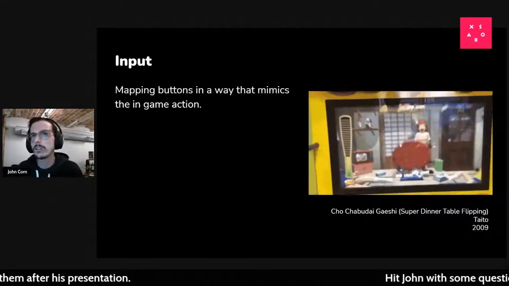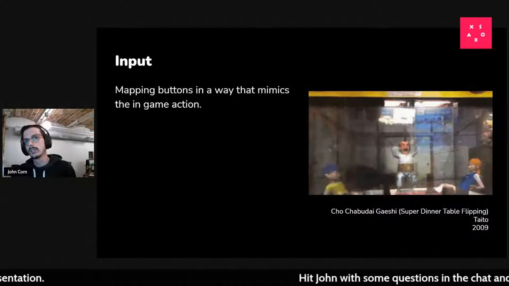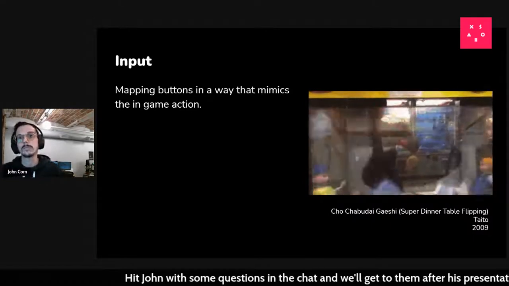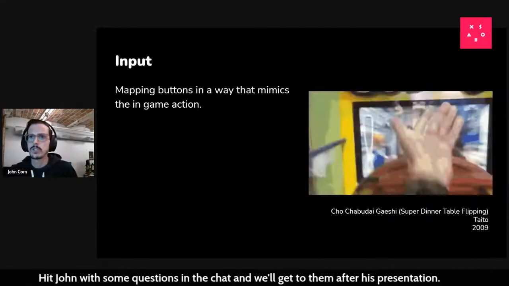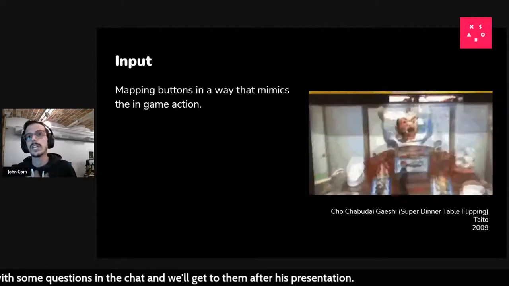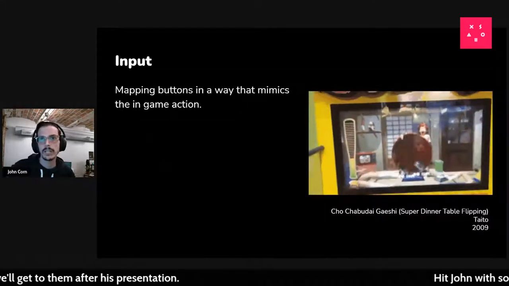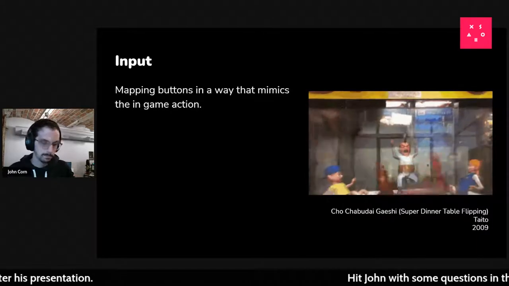So this is excellent input feel. Something like Angry Birds could be another example where you're literally pulling back and releasing, and the characters in the game are being slingshot. So in order to have a juicy game, you really want to have that player action mimicking in-game action.